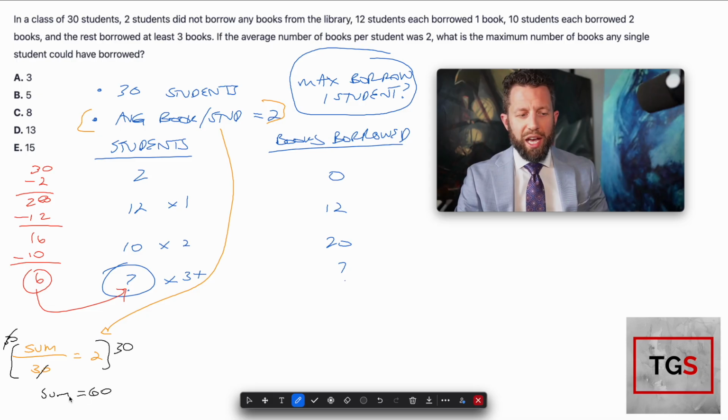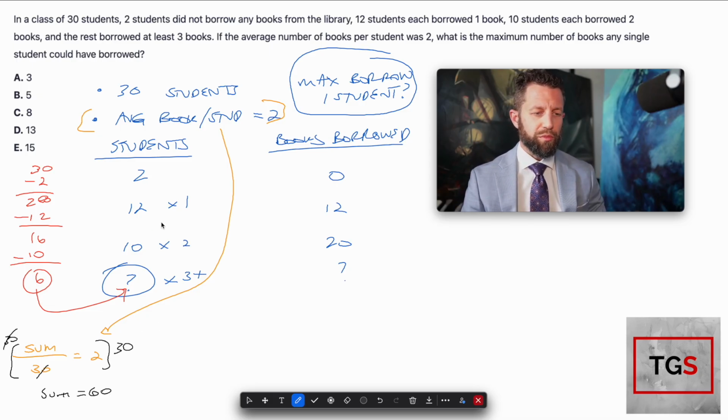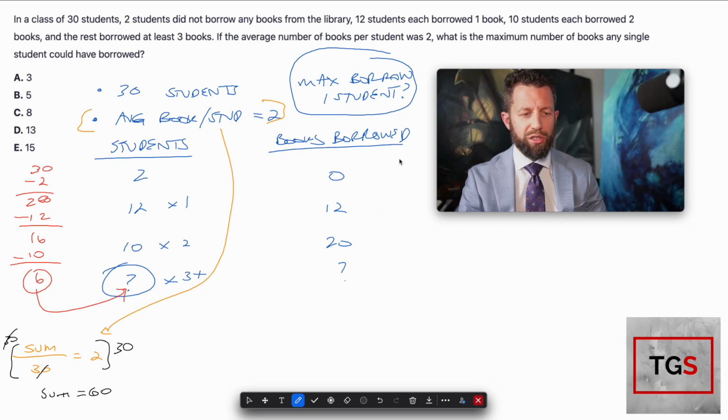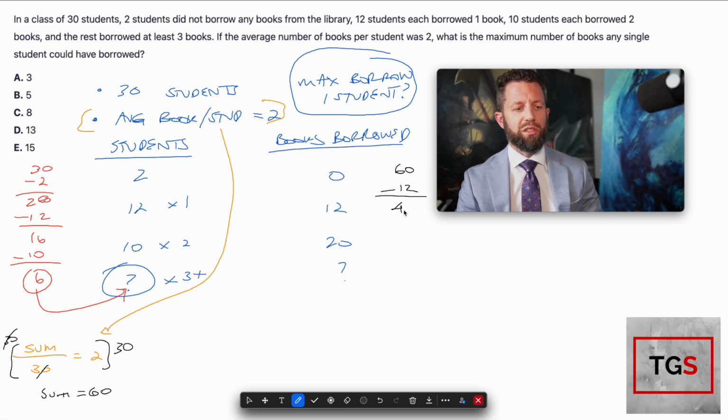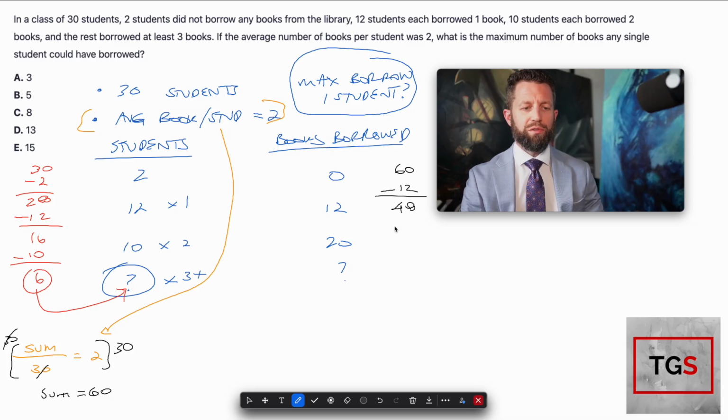So let's go back to our rows and columns here. 60 books total. 12 people borrowed 1 book each, so let's subtract those 12 books to get 48 books remaining. 10 people borrow 2 books each, so that means 20 books go to those folks. That leaves us 28 books not accounted for yet. And so those 6 people who borrowed at least 3 books borrowed 28 books in total.